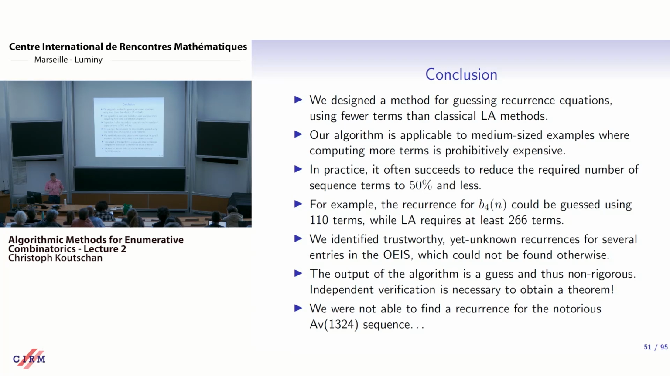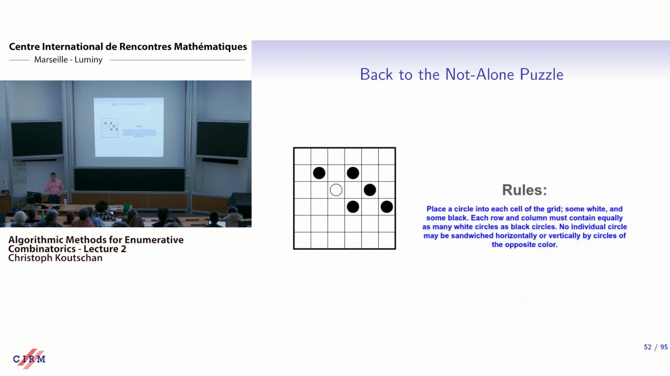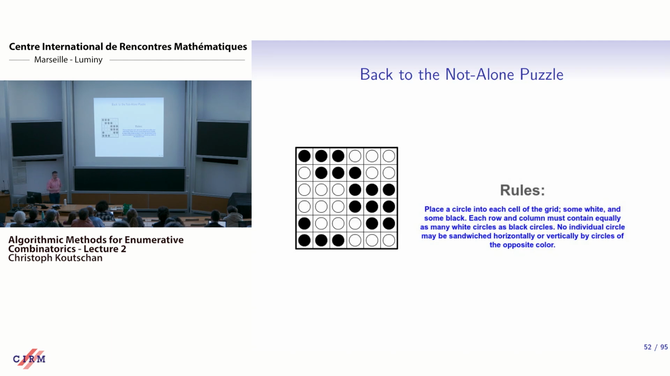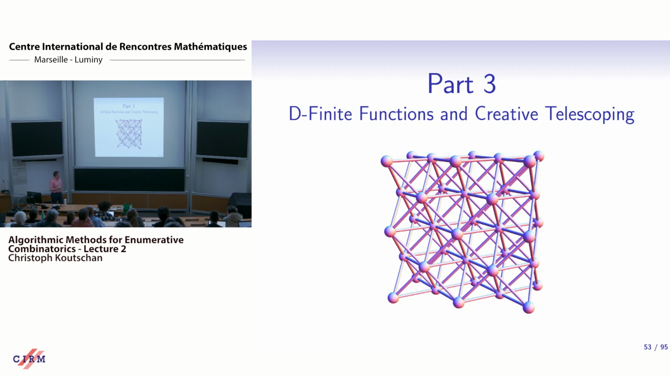Good. This was the end of the second part. There's still 2 parts to come. I know, this is not just the end. So we had this game, and for those of you who had the fun to play it, here's the solution. But as I said, it is not really difficult. And I shall come back to these kind of matrices later. So now comes the part 3 about D-finite functions in creative telescoping.